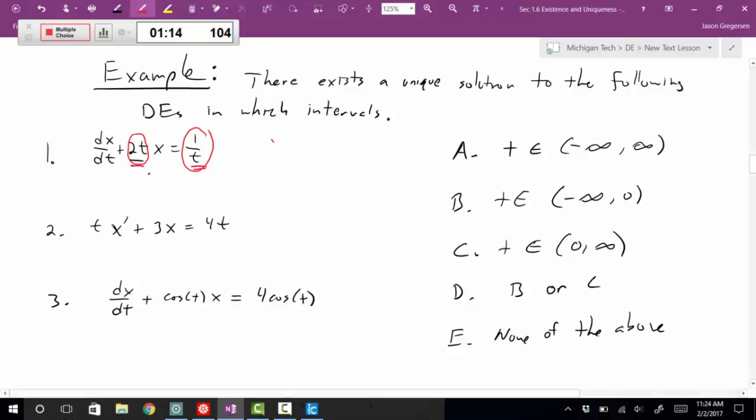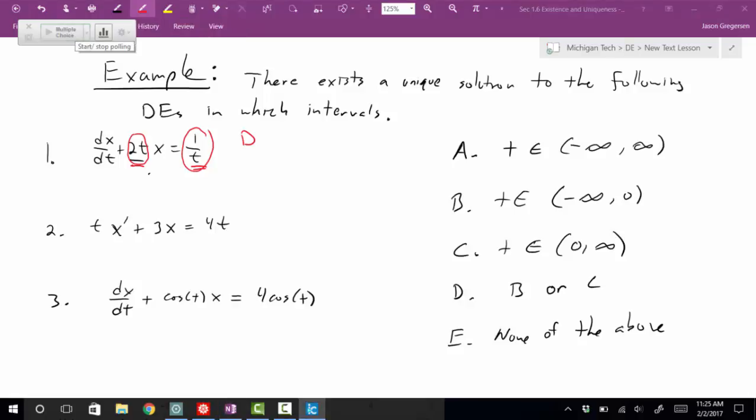Right? So I could have a condition that looks like this. I could have a condition that looks like this. The only thing I can't have is a condition that looks like this. Okay? So if I have a condition like this, there will exist a unique solution to this initial value problem. So basically, t can be anywhere in B and anywhere in C. So this one would be B. Okay? Any questions about that? It could be in either of those intervals. Okay?